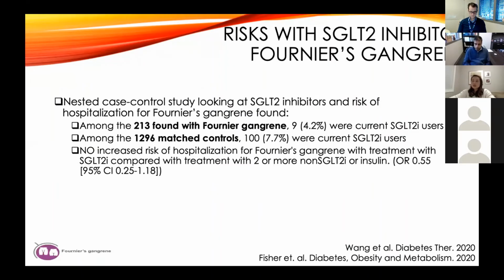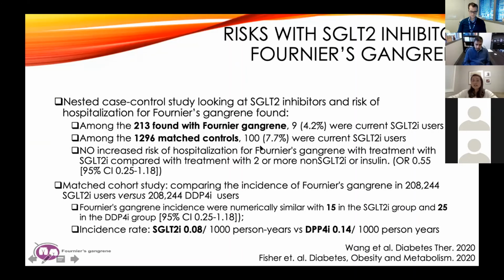So as a rebuttal to that, in this study, a nested case control study, they identified patients through a claims database, and they looked for patients with diabetes who were hospitalized for Fournier's gangrene, starting in 2003 when the first SGLT2 inhibitor was available. And they matched each patient with Fournier's gangrene to 6 controls from the same cohort without Fournier's gangrene. And what they found was that there's no increased risk of hospitalization for Fournier's gangrene with treatment with SGLT2 inhibitors compared with treatment with 2 or more non-SGLT2 inhibitors or insulin.